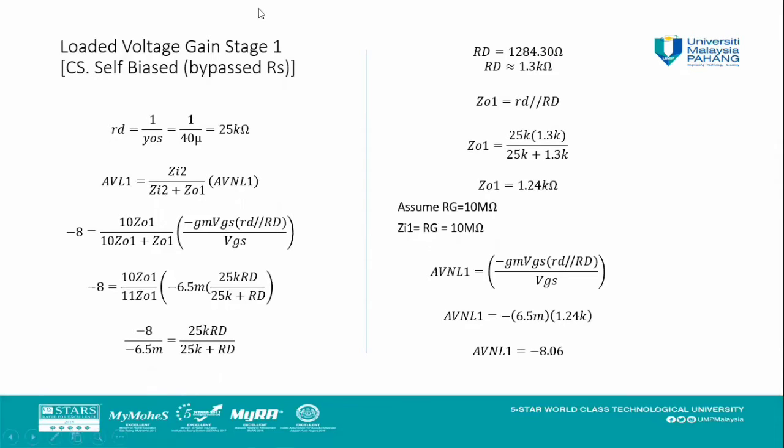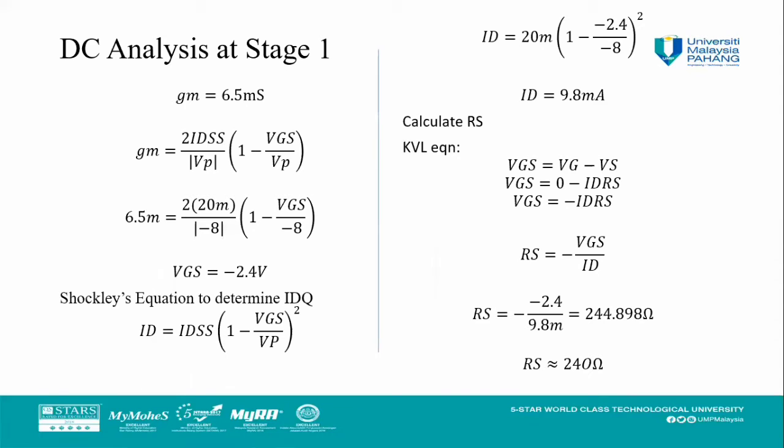So Z out 1 is equal to RD parallel RD. We expand the Z out formula and substitute the values of RD and RD. We have Z out 1 equal to 1.24 kilo ohms, and here we assume RG is equal to 10 mega ohms. Z in 1 is equal to RG, equal to 10 mega ohms, and the AV no load 1 formula is negative GM VGS times RD parallel RD over VGS. Substituting, we have AV no load 1 equal to negative 8.06. So this is the analysis at stage 1.